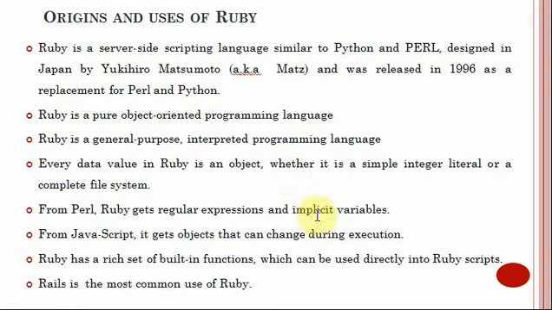Ruby gets regular expressions and implicit variables from Perl, and it gets objects that can change during execution from JavaScript. Ruby has its own built-in functions which can be used directly in the Ruby script. So Rails is the most common use of Ruby. So now first of all we'll see how to install Ruby.